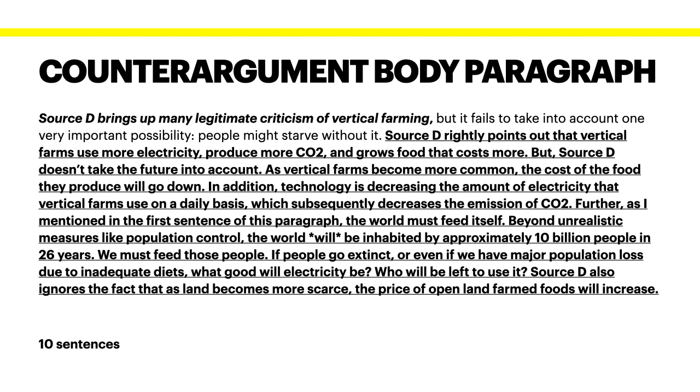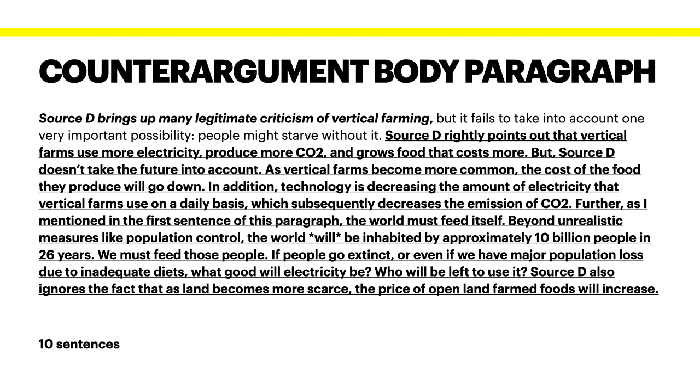And then I think very powerfully I poke a hole in that by saying people might starve without it. So after that, I then have a counter to source D. It weaves between summary and analysis. It starts with the summary and then ends with the analysis. It's 10 sentences long, which is quite a bit shorter than the previous paragraph, but this is probably more realistic for a high school student to be able to write a 10-sentence paragraph versus a 16-sentence paragraph. That's a little long, I suppose.